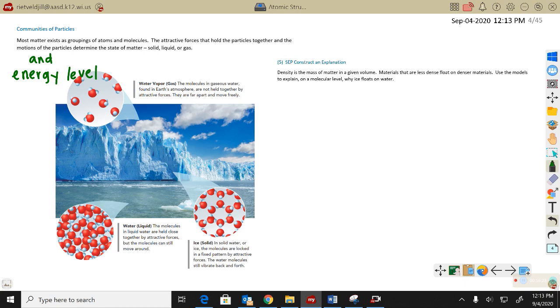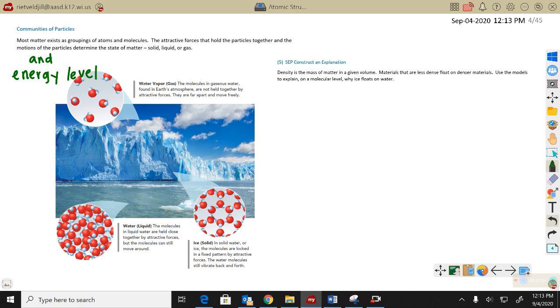Water in the gas phase, water vapor, is obviously pretty common, and we know that the particles are far apart, they move freely, and they usually have the highest energy level of the three states of matter. We say that gas particles are constantly moving and bouncing all over the place. They bounce off the walls of their container, they bounce off each other, and they completely fill a container. There's a lot of space between the gas particles, high energy, and they move freely throughout their container.